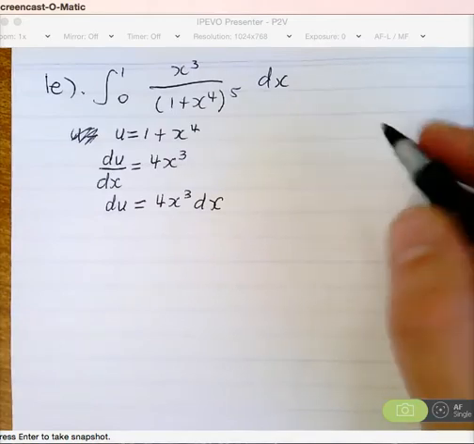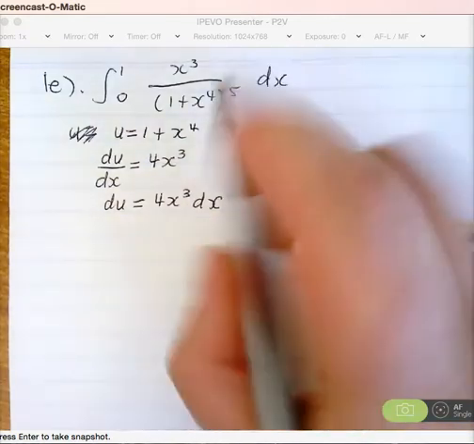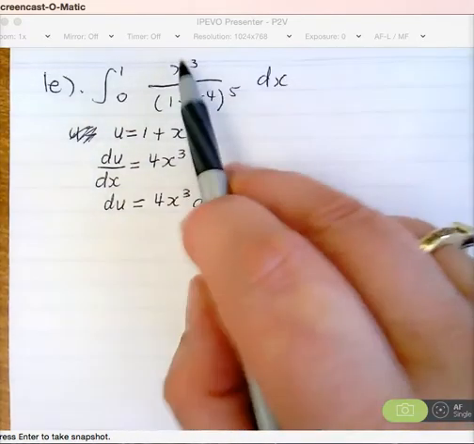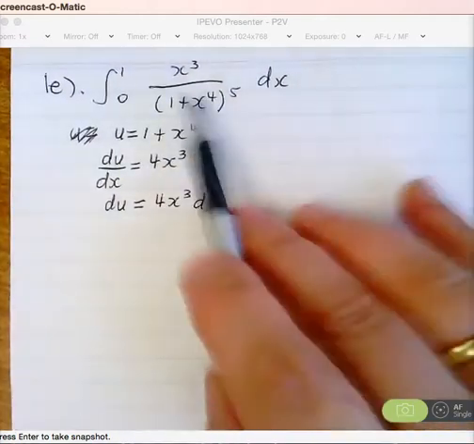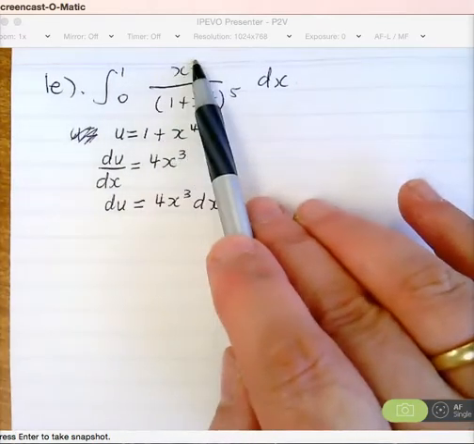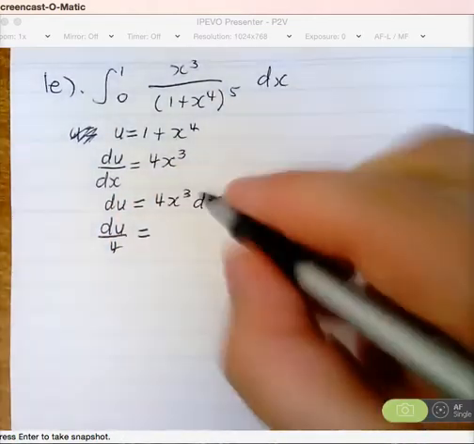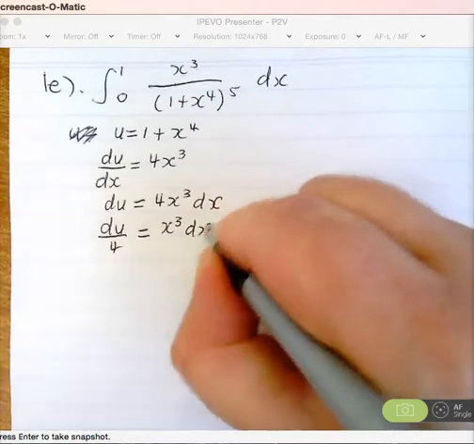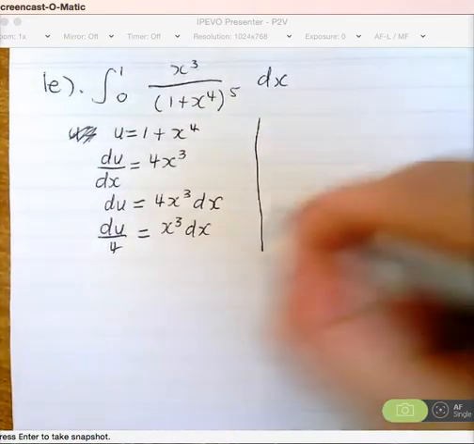What are we going to do, Georgia? Oh, well, look at what you've got, x cubed dx. What do you just put the 4 underneath? Look at what you're trying to substitute. You've got x cubed dx, good. So du on 4 is x cubed dx. Great. Okay, you can then change your integral limits.